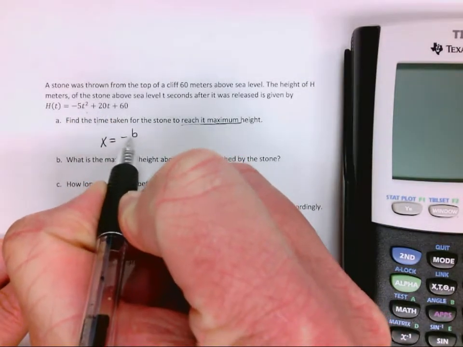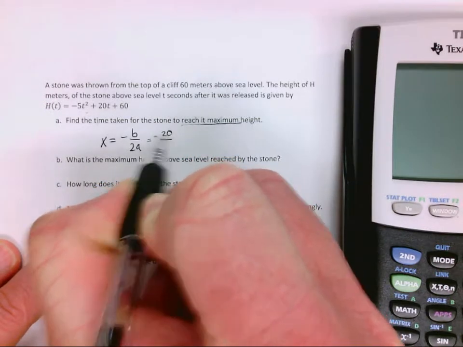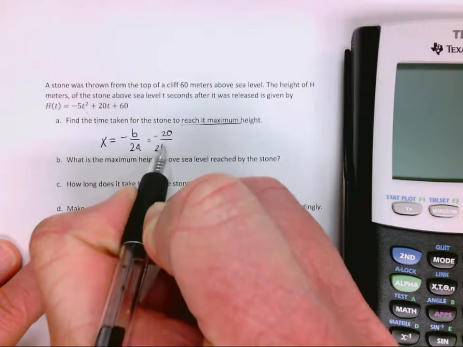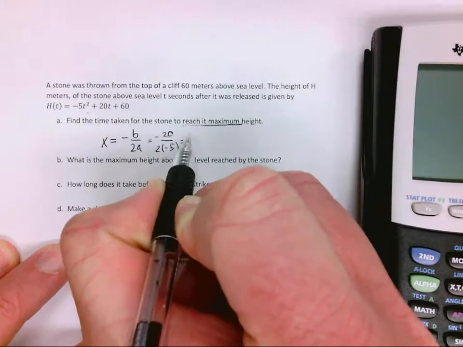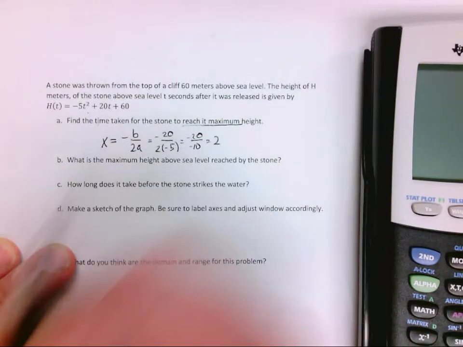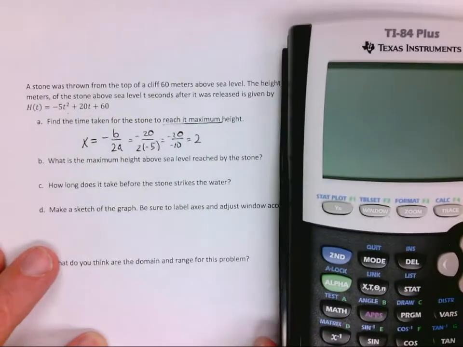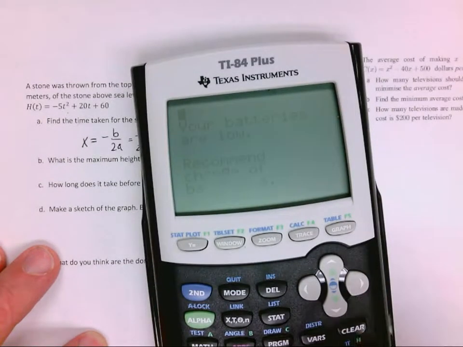And you can still do that. So negative 20 over 2 times negative 5, which is negative 20 over negative 10, which is 2. And I said x, but it's t for this problem. So I know it's 2, but I want to go ahead and make sure, just as a review on your calculator, that you know it works.